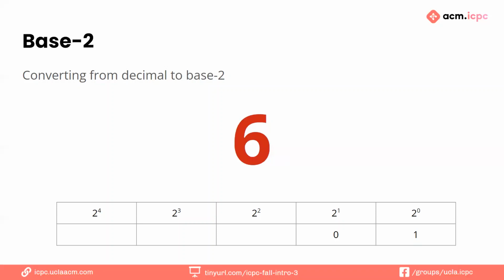So can anyone tell me when should we stop? What's the halting condition for this cycle? Yes? 0. Exactly. So once the quotient equals 0, that means when you compute the sum, you will have 0 times 2 to the power of some power, which will not give you any additional value. So that term will be 0. So you can stop when the quotient equals 0. So we can continue.